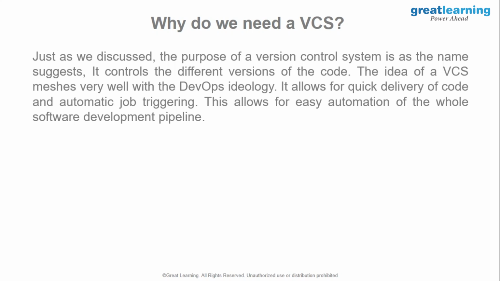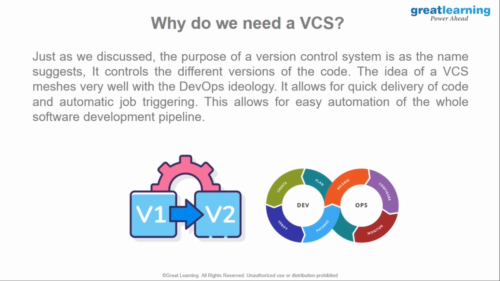So when you want to push a specific code quickly, you can do so because you already have a version control system. You can create triggers in build jobs where the whole process is automated. This way, there's no human intervention always required. You can automate even more. So this is very integral for DevOps. This allows for easy automation of the whole software development pipeline. That's why version control goes really well with DevOps.